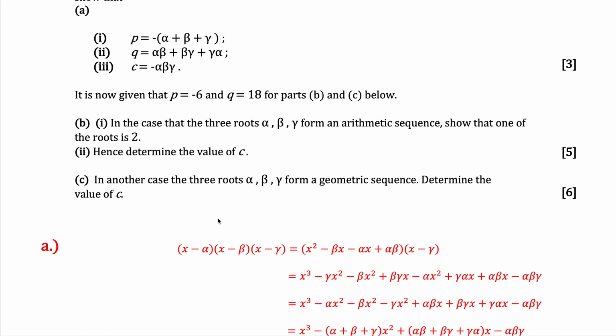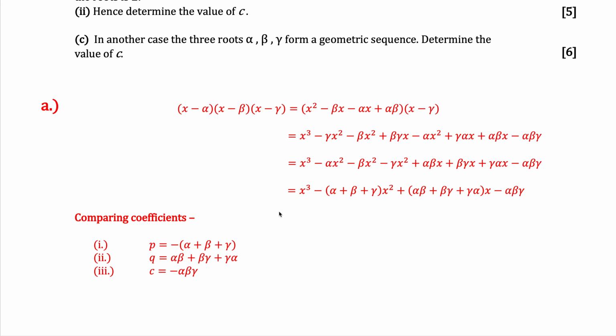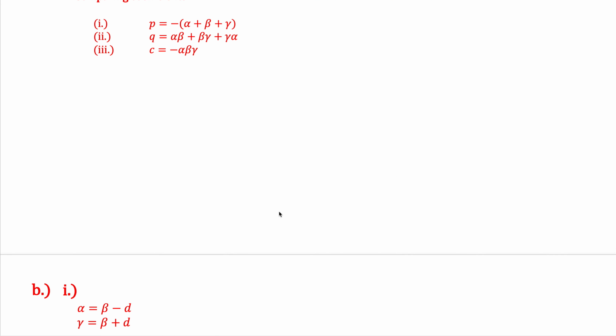Now it is given that p is equal to negative 6 and q is equal to 18 for parts b and c below. Now in B first part, in the case that the three roots alpha, beta and gamma form an arithmetic sequence, show that one of the roots is 2. So for B first part, what I did is I let beta be the second term of the arithmetic sequence. So alpha will be equal to beta minus d, and in this d will denote the common difference. So alpha is beta minus the common difference, and gamma is beta plus the common difference, because I've assumed beta to be the second term of the arithmetic sequence.